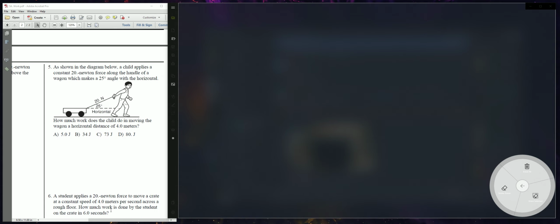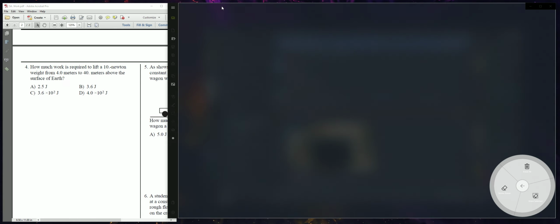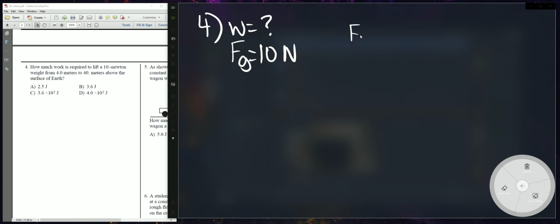All right, now let's move on to number 4. How much work is done? Work is question mark. We're required to lift a 10 newton weight. They already give you the weight, they say it's 10 newtons, because again, Fg is weight, that's another name for it. Weight is measured in newtons. From 4 meters to 40 meters, so the distance you're traveling is 36 meters. Why? Because you're going from 4 meters to 40, and the difference there is 36.